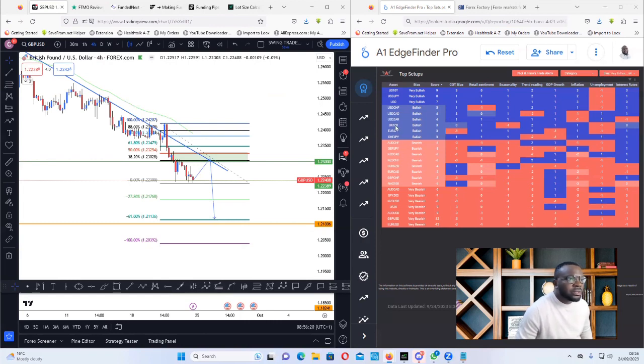You can see GU right at the bottom. Okay, let me just annotate it so you can see. GU is right at the bottom. This is British pound USD. Look at that, very bearish. Even Euro USD is very bearish. We're going to be looking at that. So you can see it's all appearing red, red, red, very bearish. So there's still more to the downside we should be expecting on these pairs.